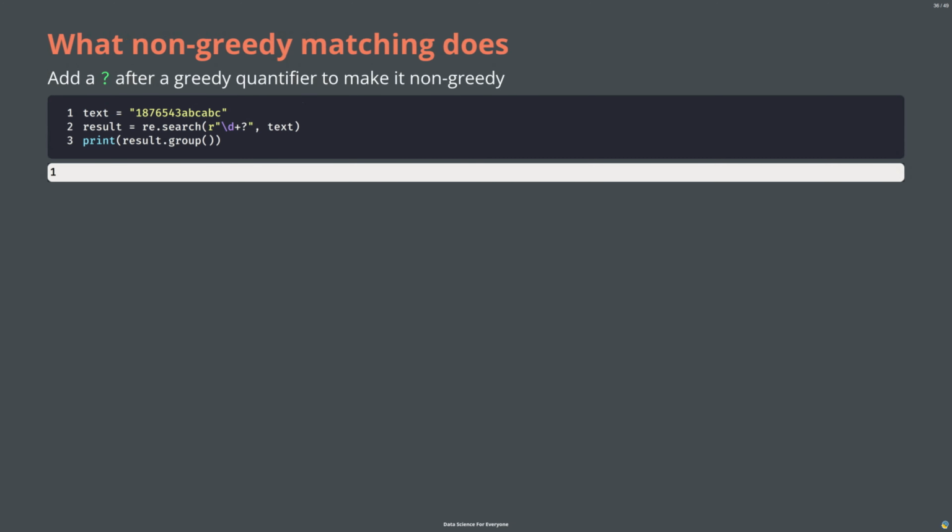Non-greedy quantifiers, on the other hand, try to match as few characters as possible, returning the shortest match that fits. We can make a quantifier non-greedy by adding a question mark after a greedy quantifier. For instance, with one or more digits on the text, the non-greedy quantifier stops right after the first digit, which is 1, because that satisfies the condition.